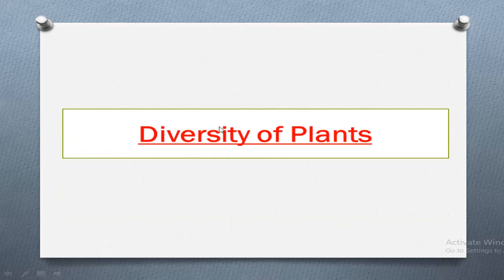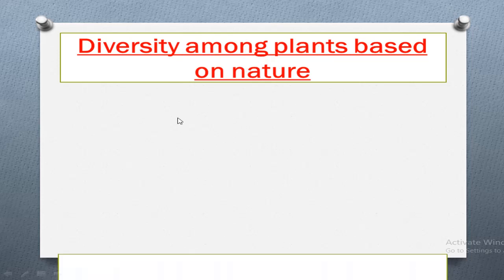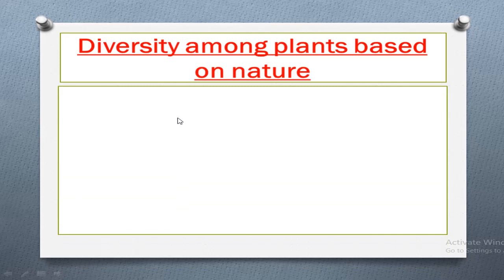Under this topic, first we have to learn about diversity of plants. Under the diversity of plants, plants can be divided by different methods. First we will learn about diversity among plants based on nature. According to nature, plants can be divided into four groups.